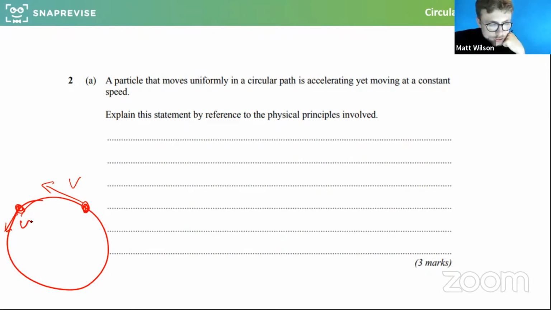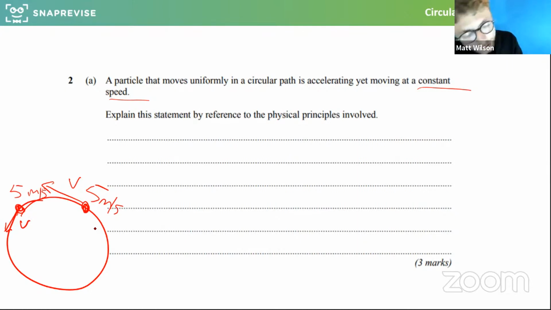So in the meantime, they do mention something. They try and throw us a curveball. They say, well, it's accelerating. You're going to tell us why. But it's moving at a constant speed. It's always moving at, if it's 5 meters per second here, it's going just as fast over here. Okay. So how can it be accelerating? Good.